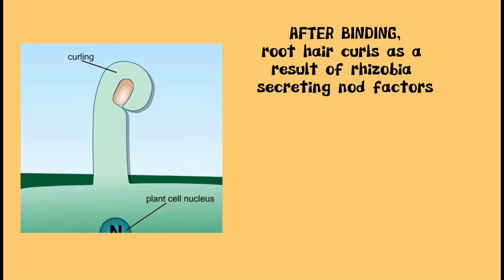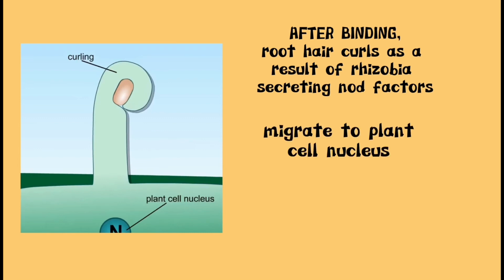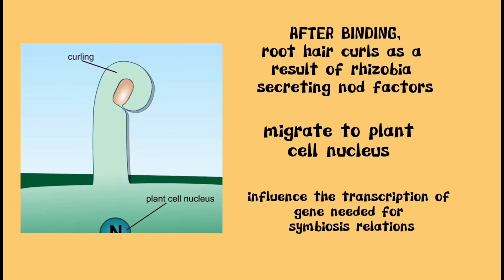After binding, the root hair will curl as the result of rhizobia secreting nod factors. Nod factors will migrate to the plant cell's nucleus, and will influence the transcription of genes needed for symbiosis relations.